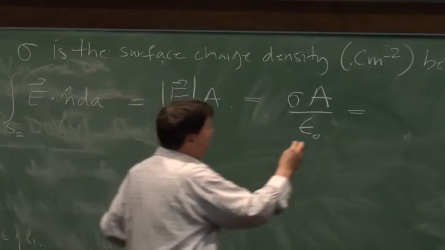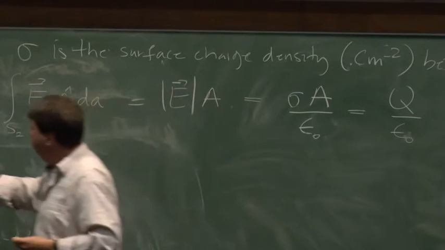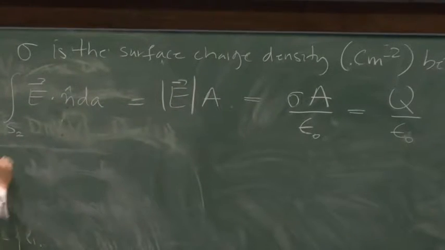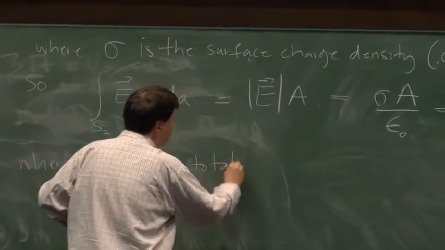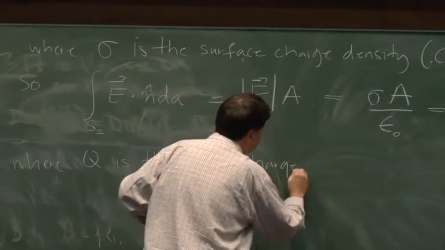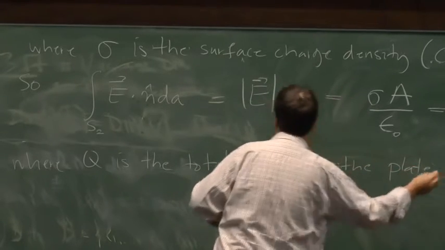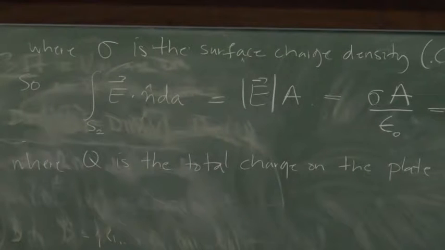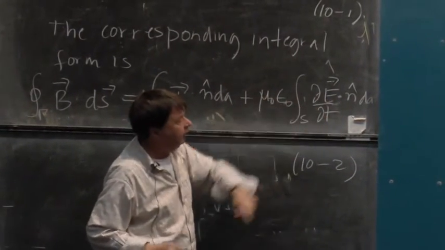So this is just equal to Q over epsilon naught, where Q is the total charge on the plate. So this whole second term here is just mu naught epsilon naught times dQ by dt.